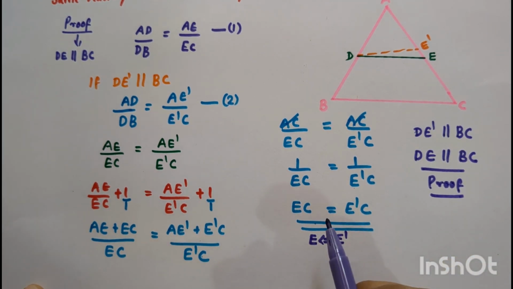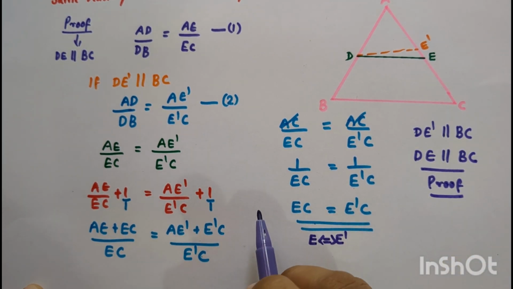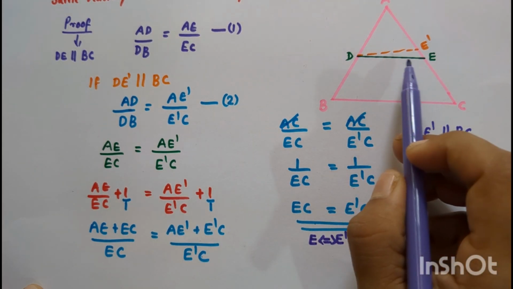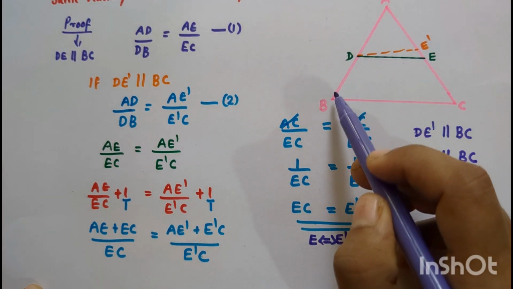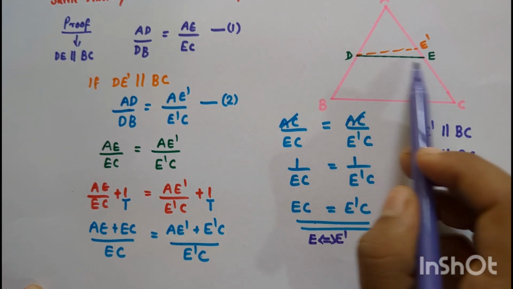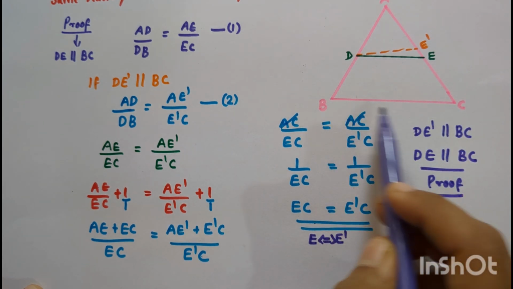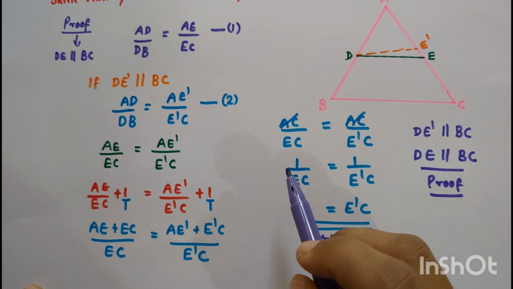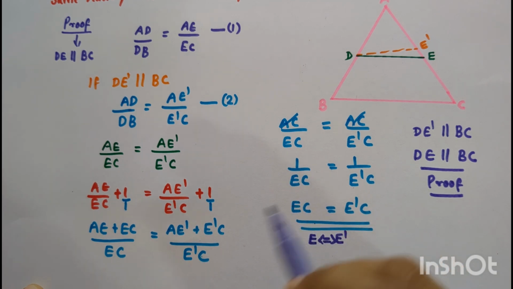So according to Theorem 6.2, if a line divides any two sides of a triangle in the same ratio, then that line is parallel to the third side of the triangle. I hope it is clear to you. Thank you.